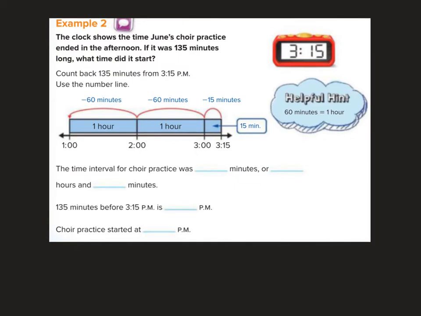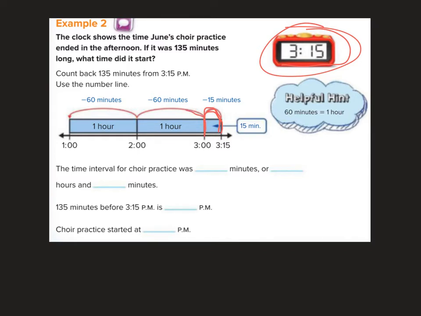The clock shows the time June's choir practice ended in the afternoon. If it was 135 minutes long, what time did it start? So we have to count backwards on this one. So we know this is what time it ended. And if I count backwards 15 minutes, it would be 3 o'clock.